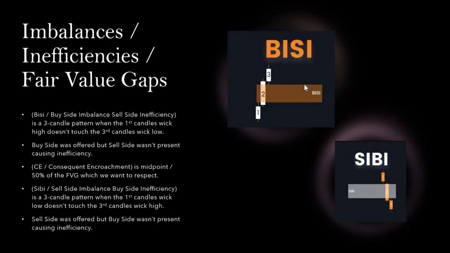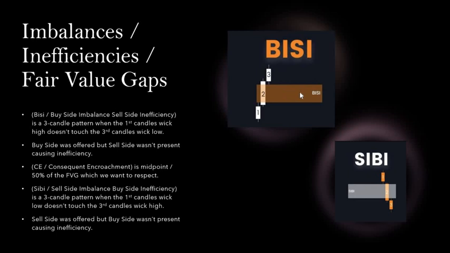So BISIs are PD arrays that we want to use to buy price. CE, otherwise known as consequent encroachment, is the midpoint or 50% of the fair value gap, which we want to respect. Like mean threshold, 50% on the order block, consequent encroachment, which is 50% of the BISI or fair value gap, is where we want to respect.